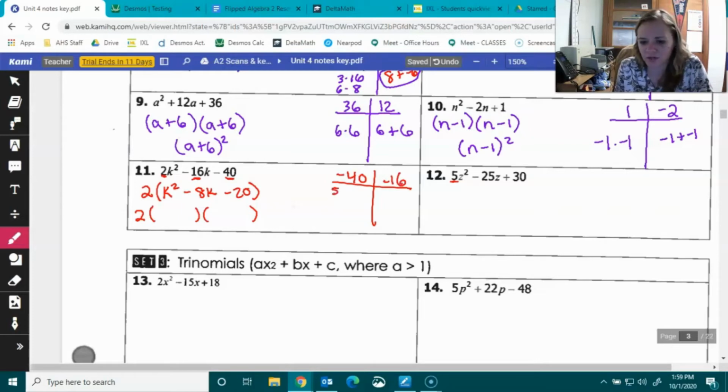Let's see, 5 and 8, 4 and 10. Is it one of those? I think it is one of those. Yes. Oh, wait. I messed up. Miss Hensley, what did you do? Yep. I put in the wrong numbers. I was looking at the wrong one. Let's fix this.